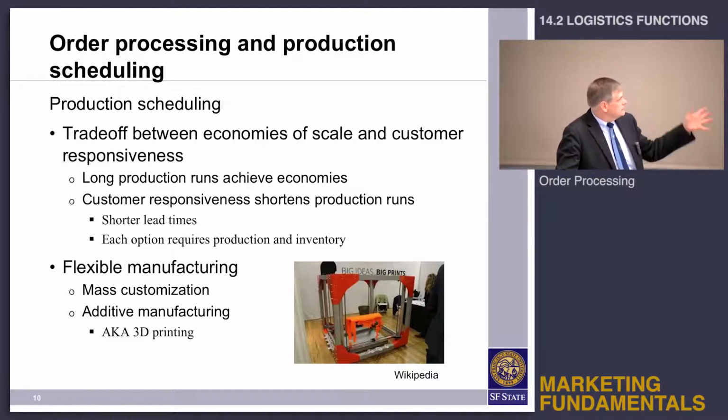One of the trends that has been happening since I started in business, so it's been happening since the 70s, but it's just getting faster and faster, is this idea of flexible manufacturing, where we're turning the model of long production runs being the way to achieve economies of scale. We're finding that in some industries, computer-aided manufacturing, or additive manufacturing, which is 3D printing, allows you to have cost-efficient production runs of very small stuff.